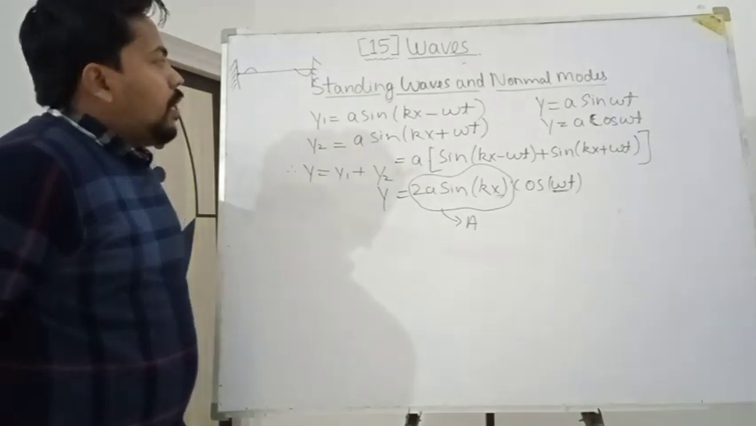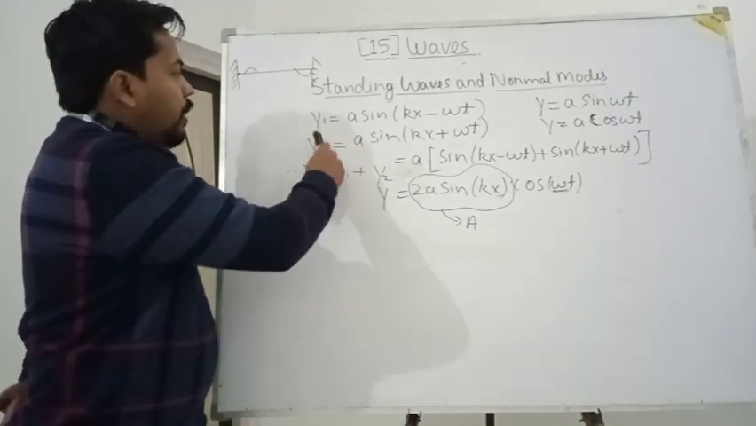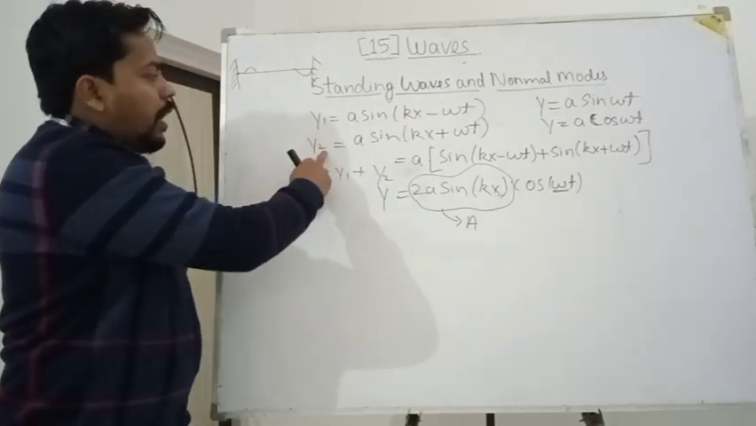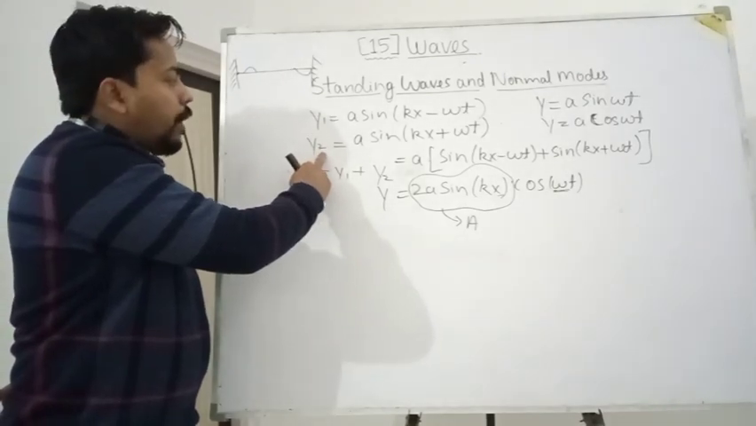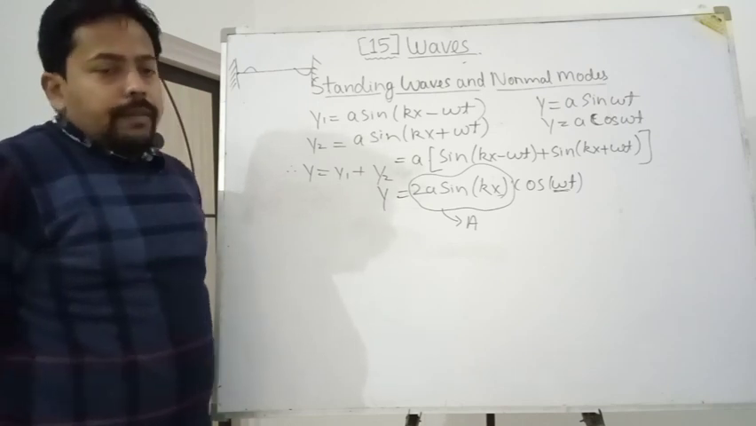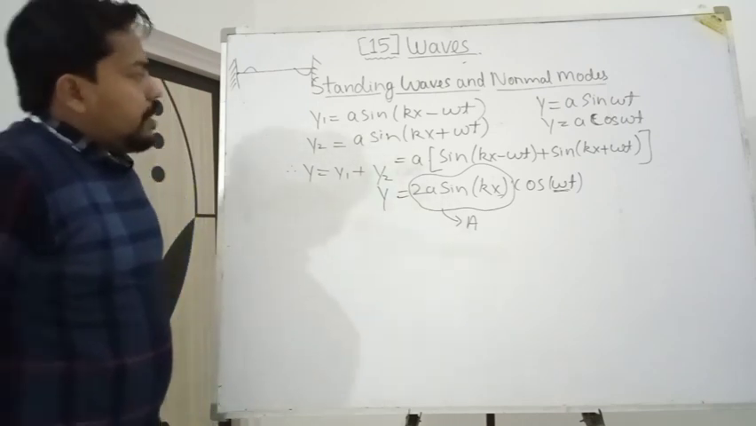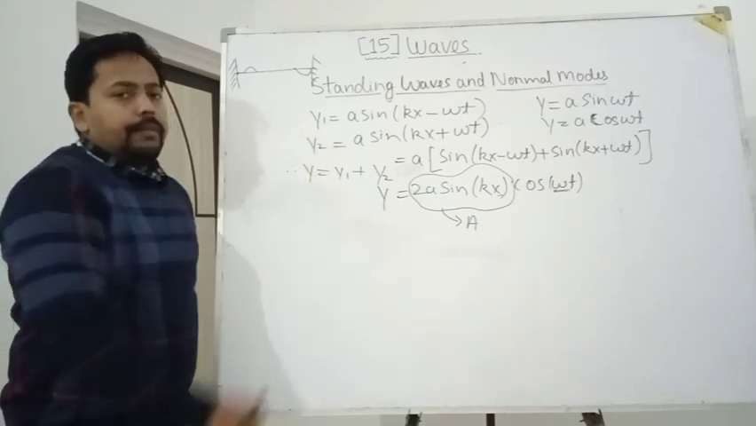So here you can see that I have two waves. One is moving in the positive x direction, which I have shown by y1, and the other is the reflected wave, shown by y2. We know that both are sinusoidal waves. One is the incident wave, and the other is the reflected wave.